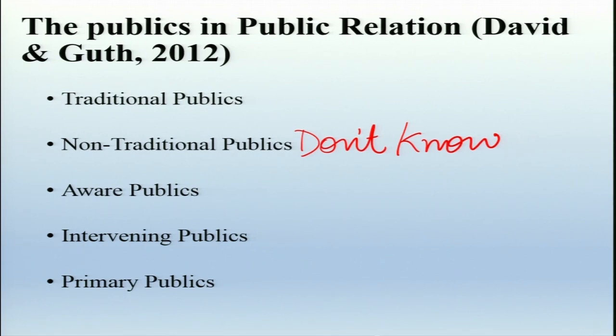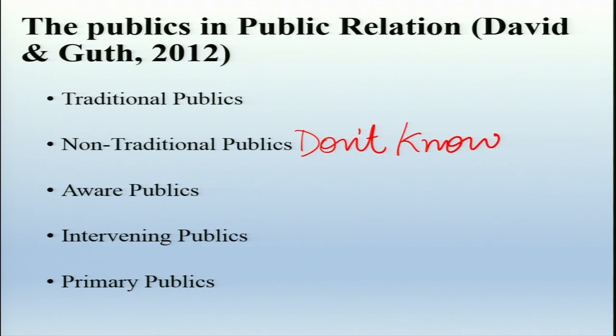The third category is aware publics. Now see, what's the difference between traditional publics and aware publics? Traditional publics are somewhere or the other involved with you directly, right? Whereas aware publics, they know about you.